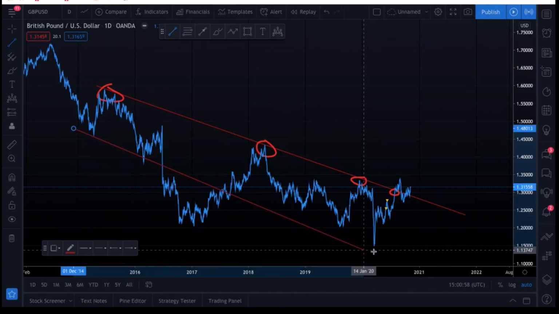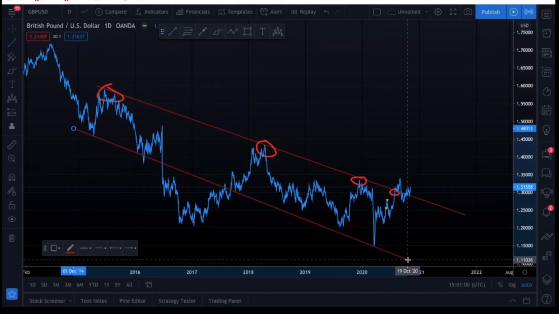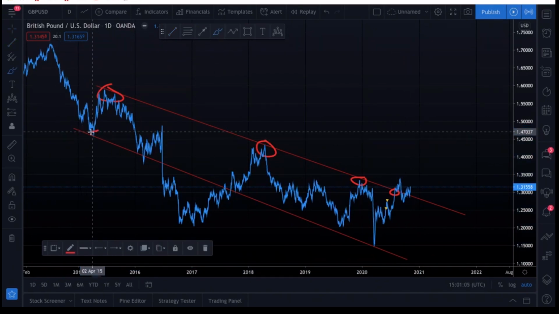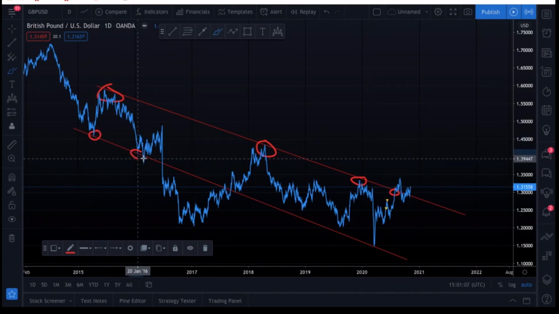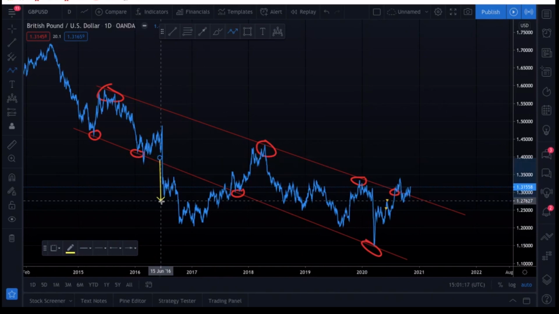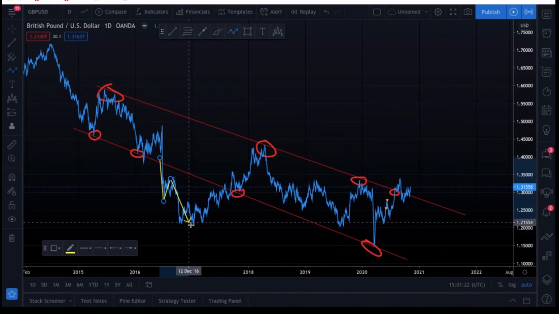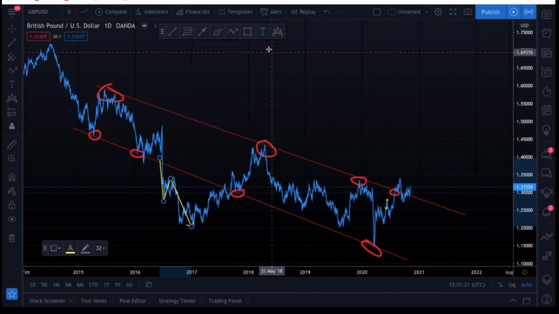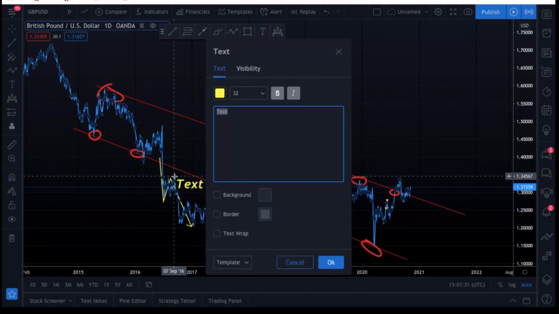We draw another one. Here it's touching the major points. Whenever there's a breakout, we'll see a retest like this one. And from there it will go further down. So the area where there's a retest, take it as an entry for short.